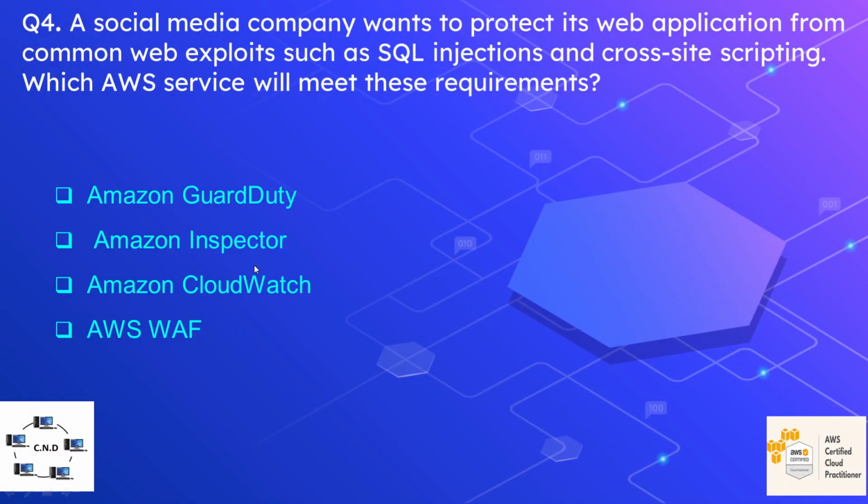Question number four is that a social media company wants to protect its web application from common web exploits such as SQL injections and cross-site scripting. Which AWS service will meet these requirements? And the options are option A, Amazon GuardDuty, option B, Amazon Inspector, option C, Amazon CloudWatch, and option D, AWS WAF or Web Application Firewall. And the correct option is AWS WAF or Web Application Firewall.